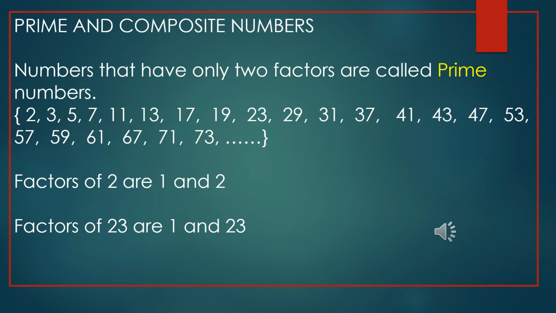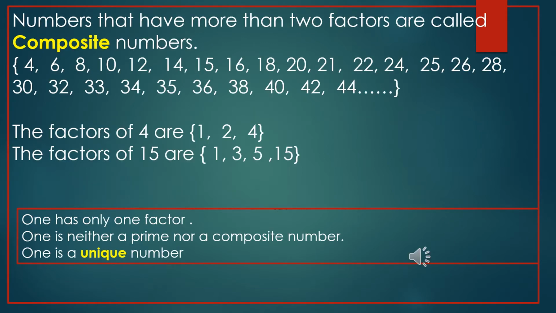Which is the smallest prime number? 2. And 2 is the only even prime number. All other prime numbers are odd numbers.